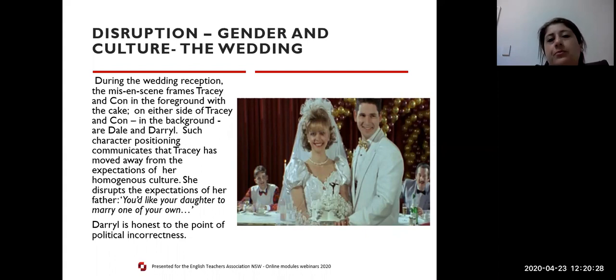Now, the thing with Daryl is that although he says things, you have to look at language in context and language in character, because his comment, "You'd like your daughter to marry one of your own," can be quite insulting. But because Daryl has been set up as a likeable character in other ways in the film, he kind of gets away with that as part of his humour. And basically that's why he's honest to the point of political correctness. But that's where language in context does matter. If someone else was to say that, would we respond to this in the same way?